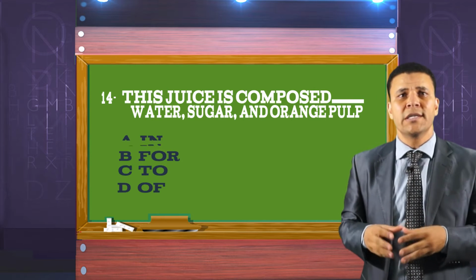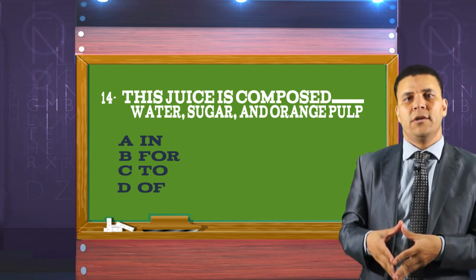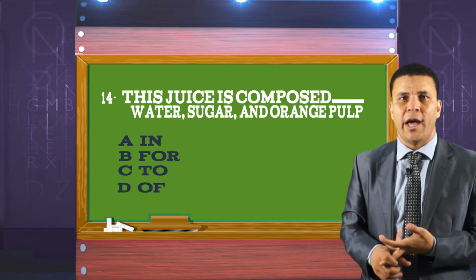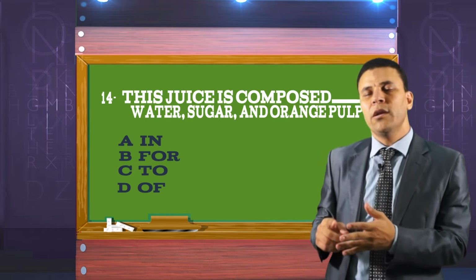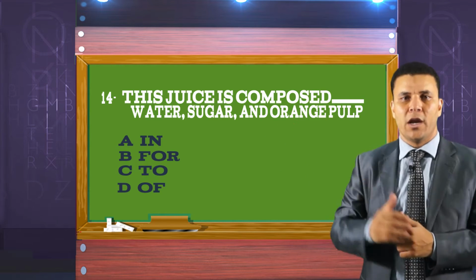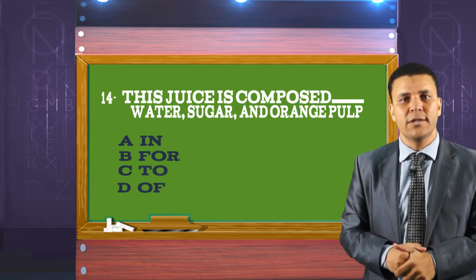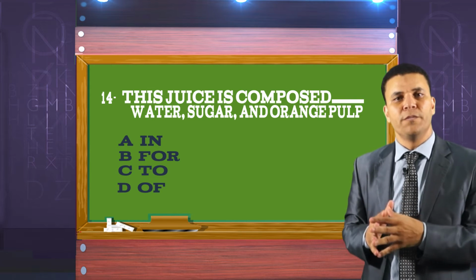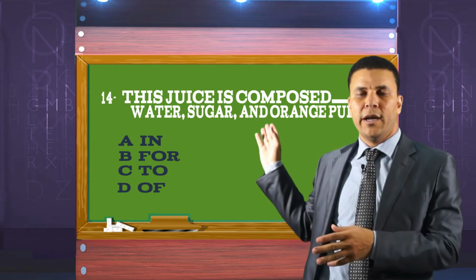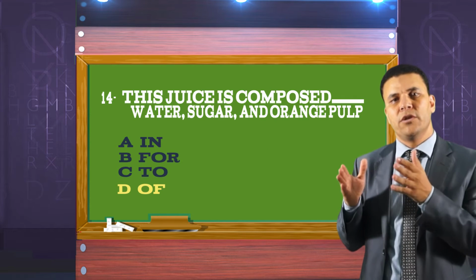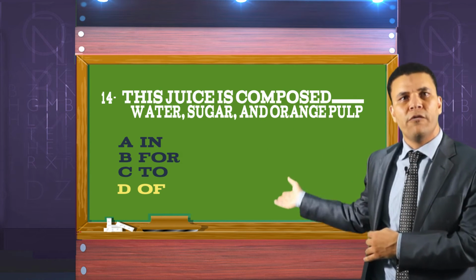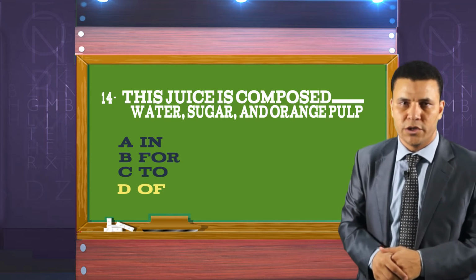Number 14 also with prepositions. This juice is composed space water, sugar, and orange pulp. Here we have in, for, to, and of. The word composed is followed by of, the letter D. So the sentence would be, this juice is composed of water, sugar, and orange pulp.